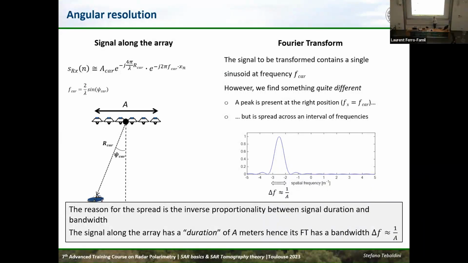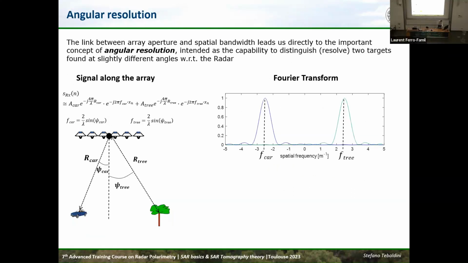Okay, so here we are. Last thing we saw was about this concept of bandwidth. So we have duration and bandwidth, which in this case is declinated in space. So we have an observation space that gets converted to a spatial bandwidth. And again, as the concept of temporal bandwidth led us to the important concept of range resolution, now that spatial bandwidth will bring us to the concept of angular resolution.